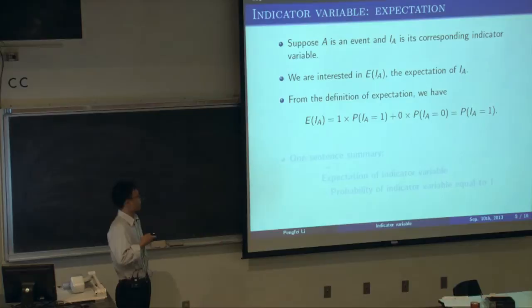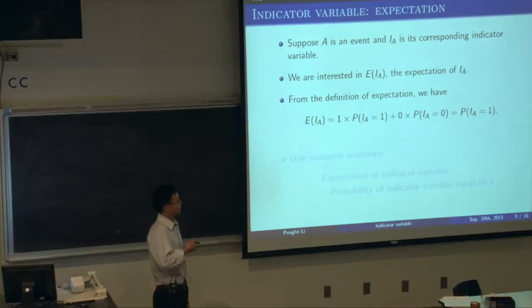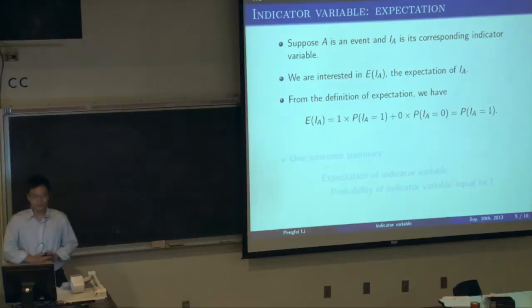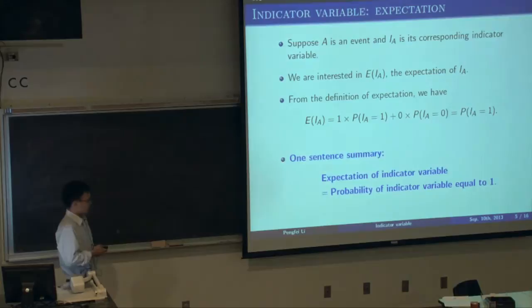So we have two possible values here, each one times the corresponding probability, and then we take the summation. The second part will cancel out, and then we only have the first part. So the conclusion here is that the expectation of an indicator variable is just the probability of the indicator variable equal to 1. That's what I wrote here. It is very simple, but it's going to be very useful here.